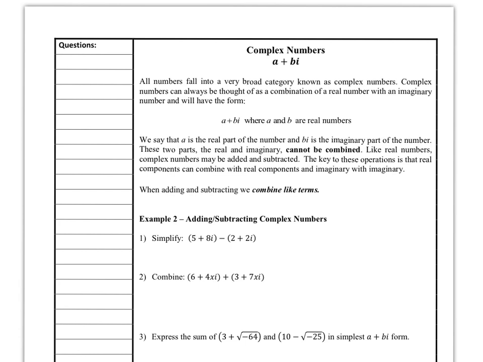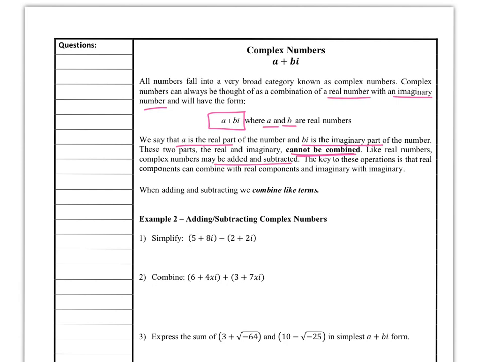are a combination of a real number with an imaginary number and will be of this form, a plus bi, where a and b are real numbers, and then of course i is the imaginary unit. So a is the real part and bi is the imaginary part of that entire number. The two parts, the real and imaginary, cannot be combined. So it would be as if you had a 3 and a 4x. You cannot combine them. And then like real numbers, complex numbers may be added and subtracted.